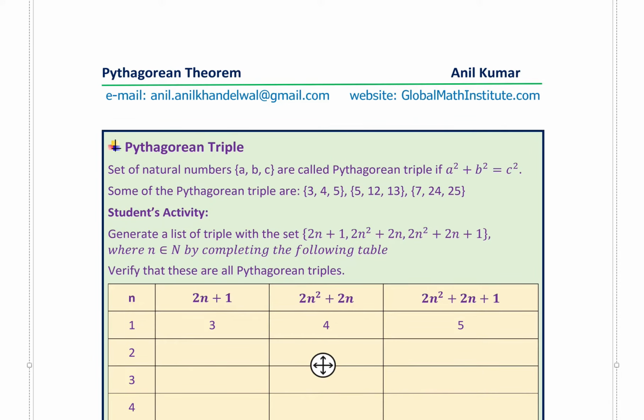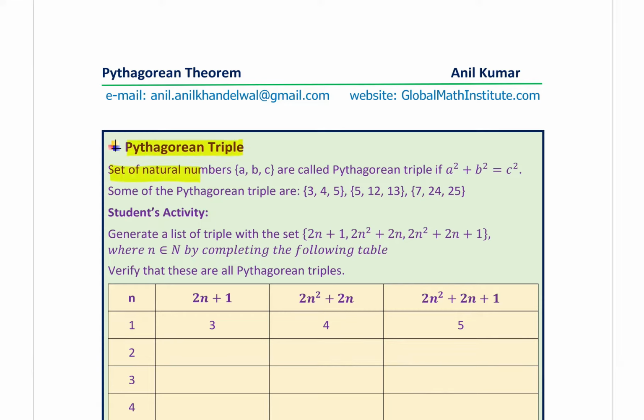Now, let's talk about Pythagorean triples. In our previous examples, we did see some numbers which are whole numbers and which were sides of the triangle. So now we will see how to generate these numbers. That is very interesting. So what is a Pythagorean triple?